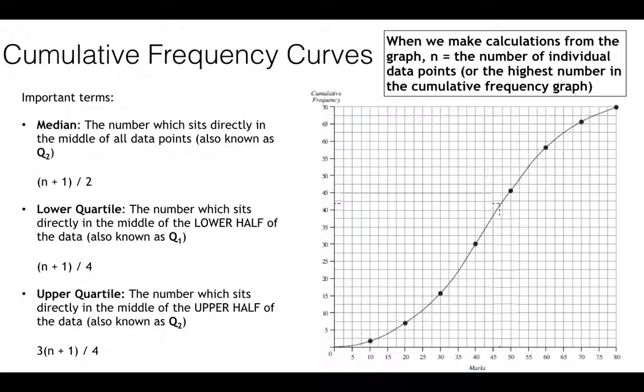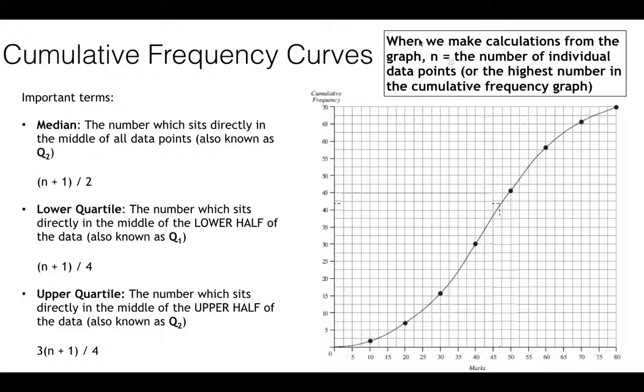Okay, so you should have a graph that looks a little bit like this in front of you. Okay, and we're just going to look at these and how we calculate the median, the lower quartile and the upper quartile from these kind of graphs. Now, we talked about the median from grouped frequency data before, okay? And we looked at the median as being n plus 1 divided by 2.